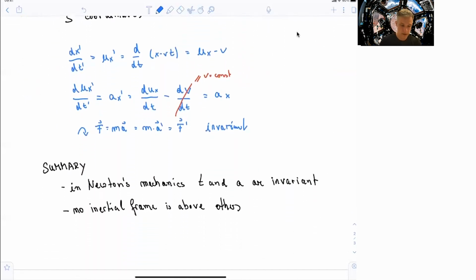So in summary, in Newton's mechanics, time and accelerations are invariant, and therefore also the forces. There is no inertial frame which is above another one. So you can pick one or you can pick another one. There's no difference in the descriptions of the physics between those two frames.